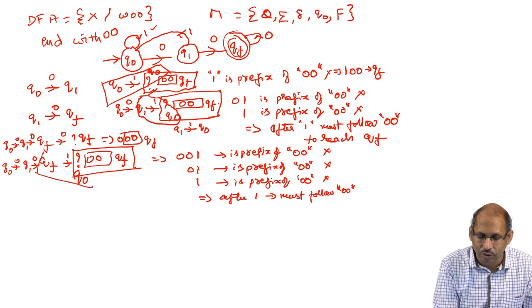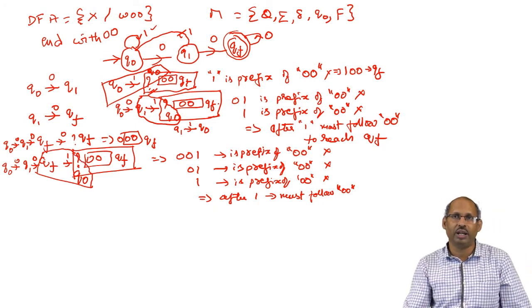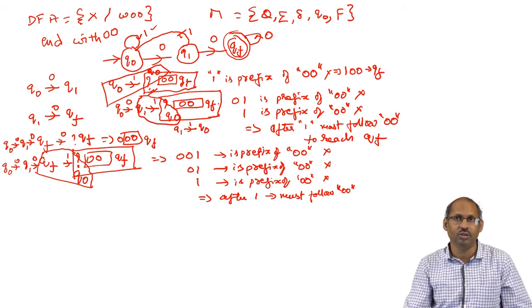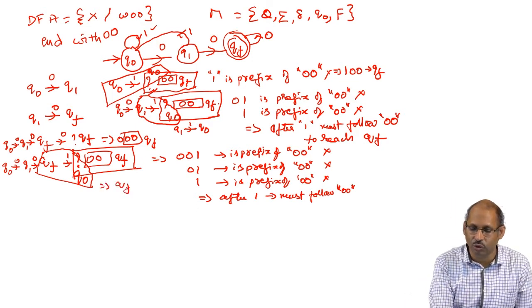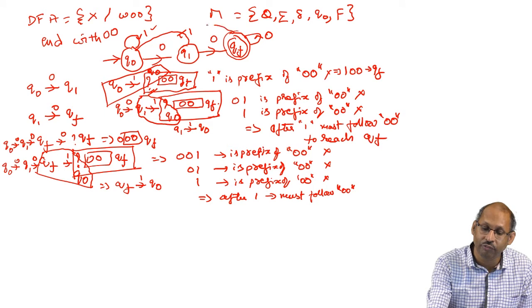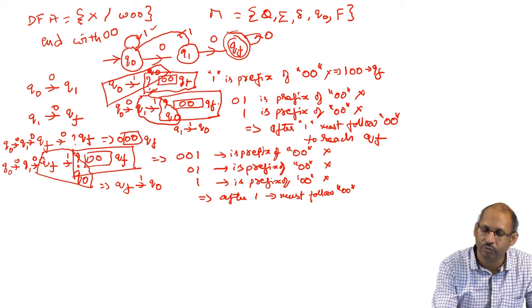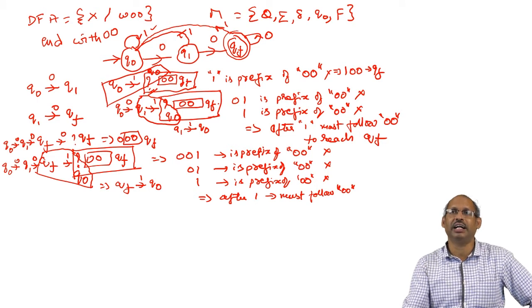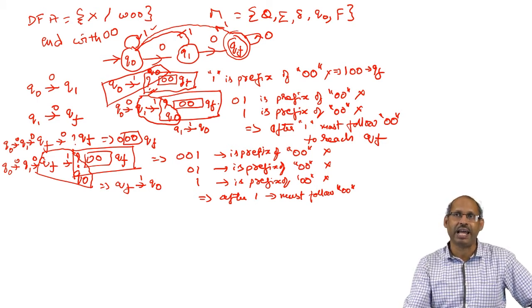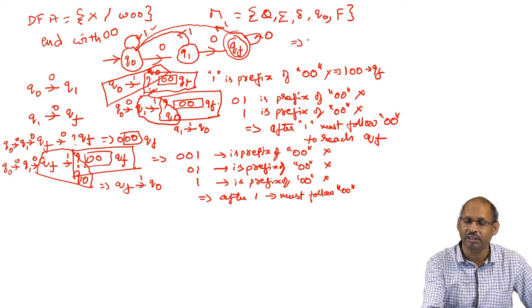So what is it implying here? QF on 1 goes to Q0. That is the transition. QF on 1 goes to Q0. So this is our completed transition diagram.